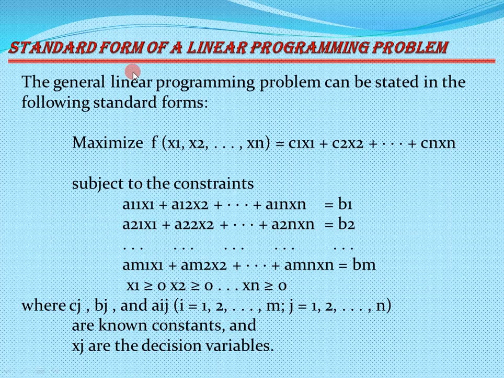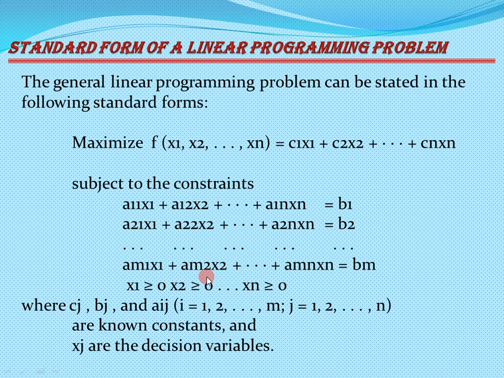Now let's see the standard form of a linear programming problem, that is LPP. Generally, the linear programming problem is stated in standard form as: we have to maximize the given function. The function may contain a number of decision variables from x1 to xn. So we have to maximize f is equal to c1x1 plus c2x2 up to cnxn, which is subjected to this number of constraints, where the decision variables, that is x1, x2 up to xn, are greater than or equal to 0. That means they are positive terms.